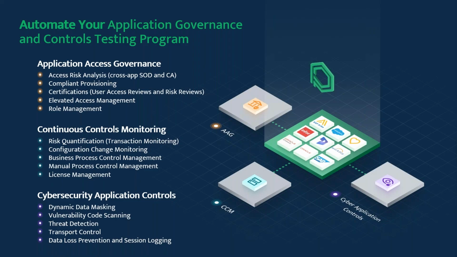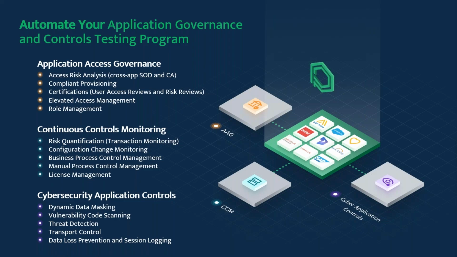Continuous controls monitoring is a continuation of this. Risk quantification is your transaction monitoring, where you can actually see what they did do. So SOD and sensitive access can monitor what someone can potentially do that is risky. Risk quantification is a validation of whether they did do that. It can be a real-time notification so that you can monitor and review it as it occurs. Then there is configuration change monitoring, business and manual process controls, and license management. Again, these are all continuous controls monitoring items where you're really optimizing what you've put in place.